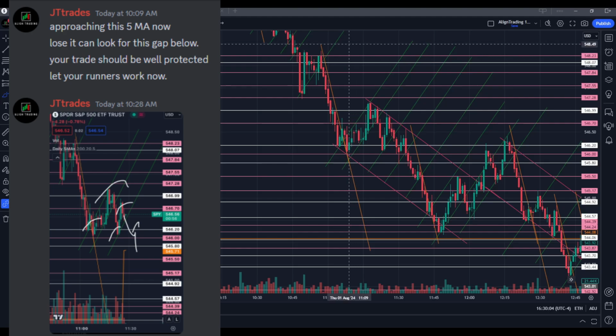So after calling it a day and enjoying out back by the pool, I continued to annotate and enjoy watching this move down. As I explained here, I made this up with this head and shoulder.